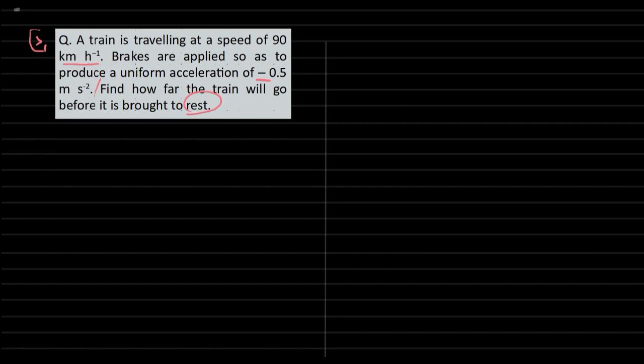So what is it that we are looking at? A train traveling with a particular velocity gets decelerated and comes to a rest. So how do we go about doing this? First is your diagram with a train on a track.